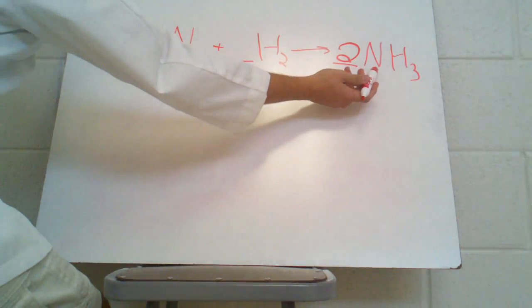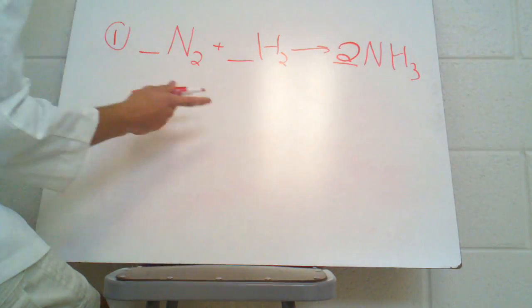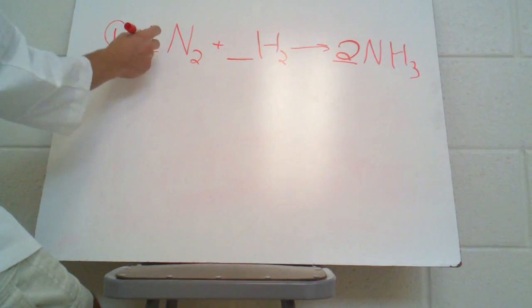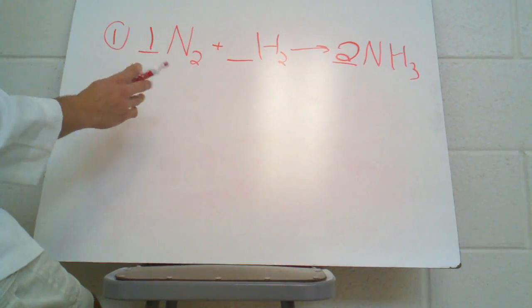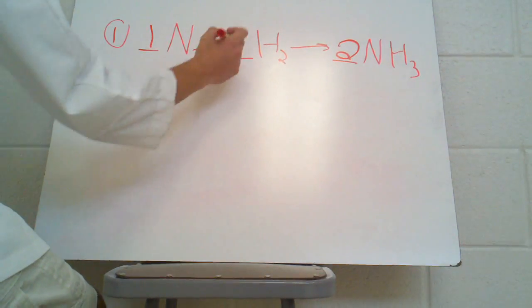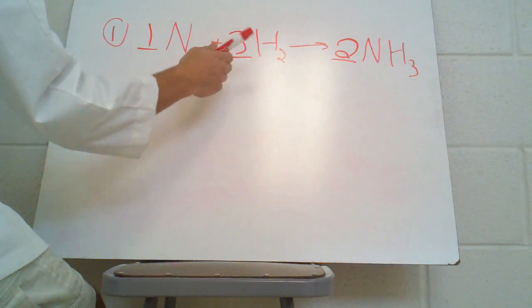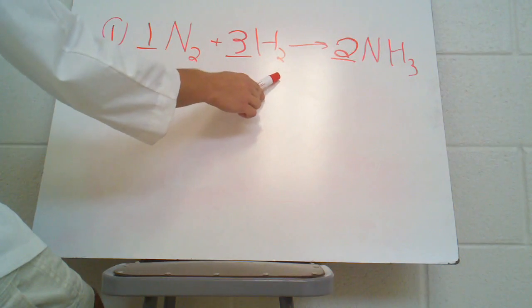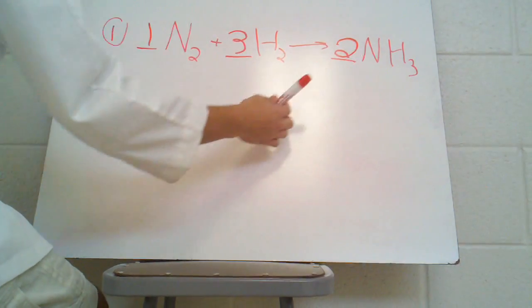Now we have 2 nitrogens, 6 hydrogens. Since the nitrogens match, we'll just put 1 there, so it's the same value. But the hydrogen values do not match. So we need to put a 3 in front of the hydrogen, because 3 times 2 is 6, 2 times 3 is 6, and all the values are now the same.